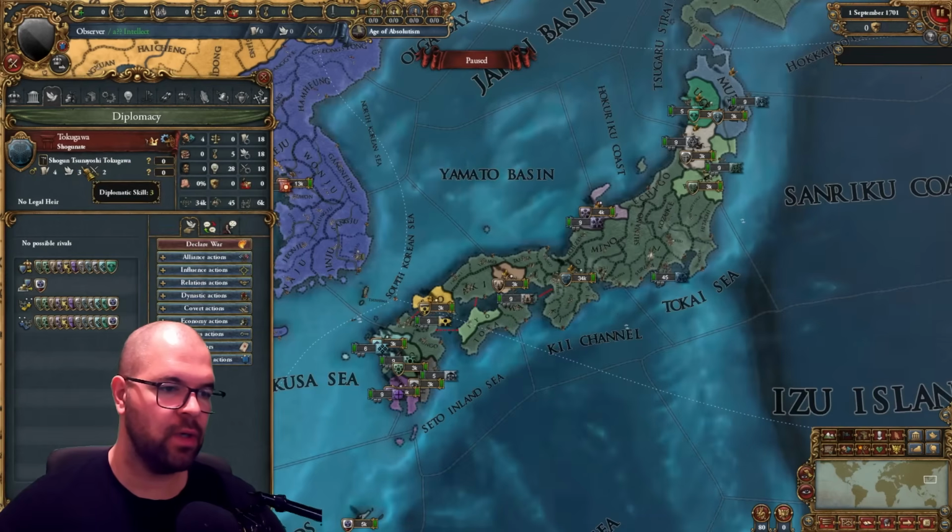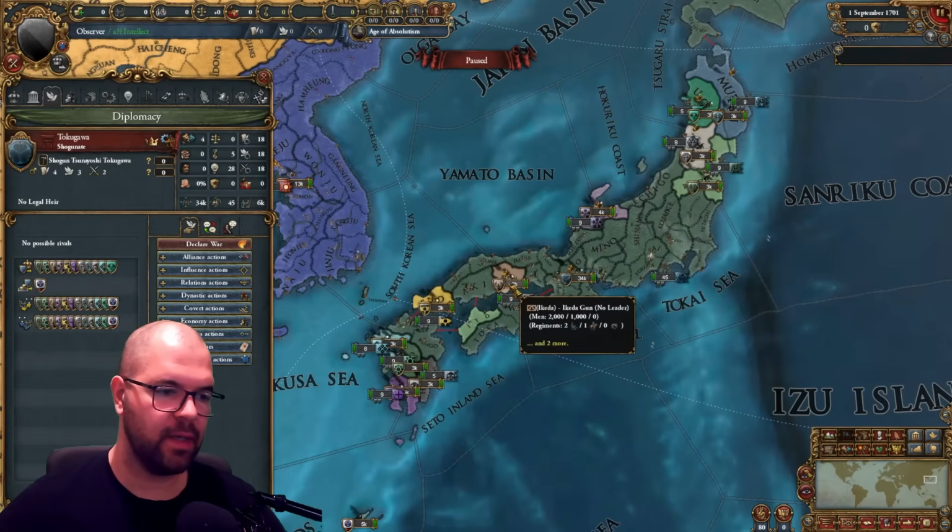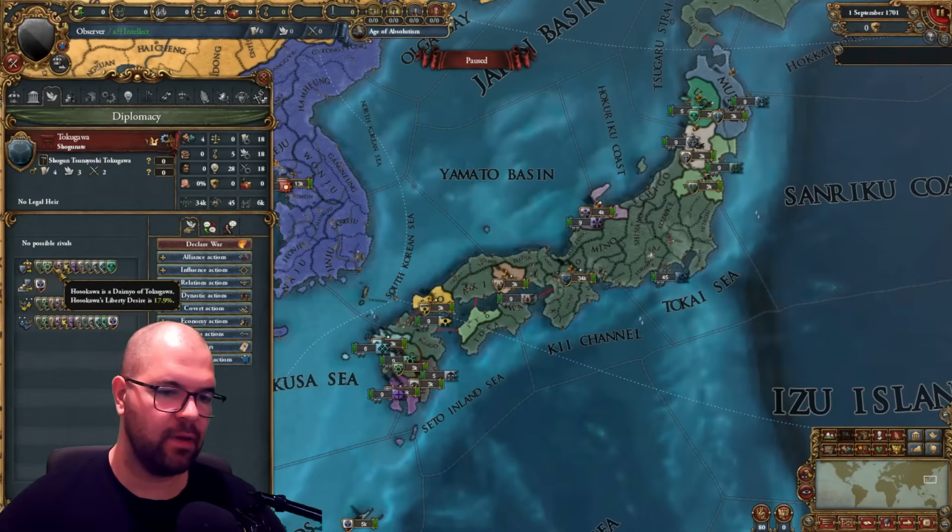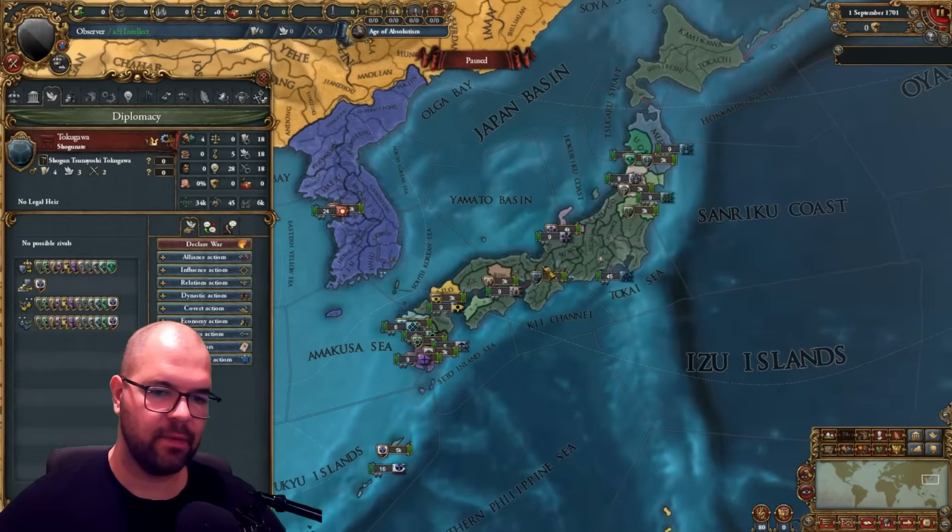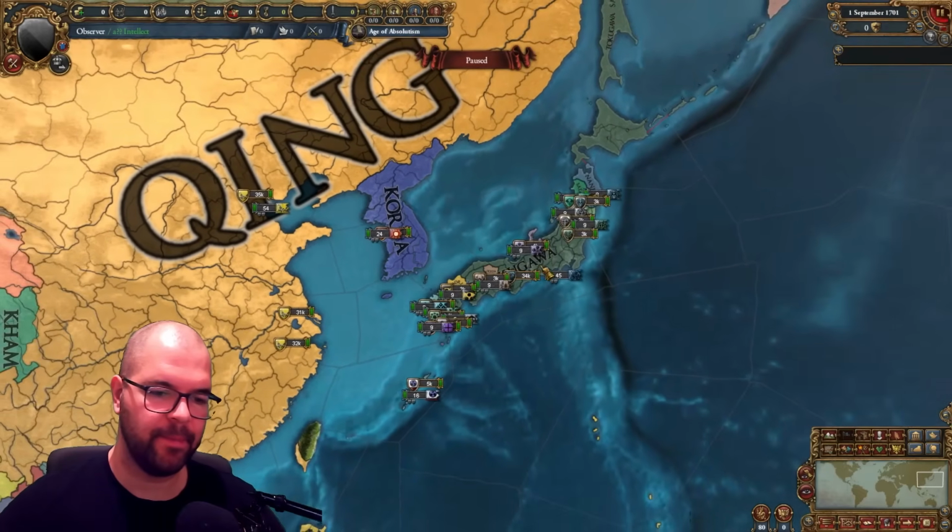And of course we have the Tokugawa, which eventually will become Japan, but they are the shogun, or Tokugawa shogunate, ruled by Shogun Tsunoyoshi Tokugawa, who has no legal heir yet. They are not that strong, but they have all these vassals under them who would flock to their banner if needed for a war.